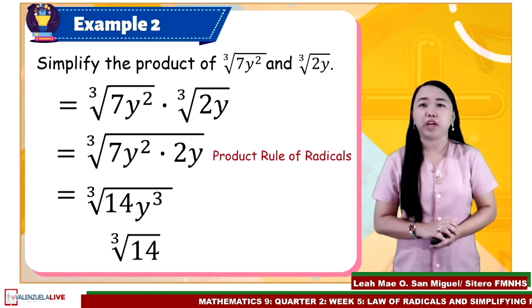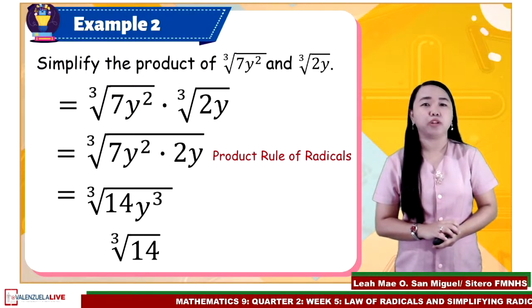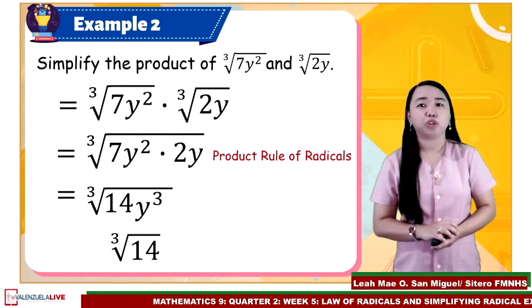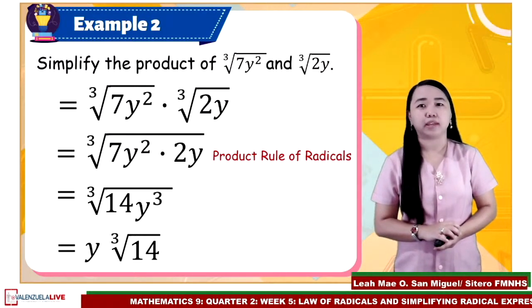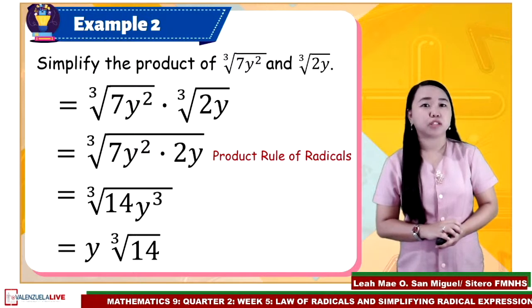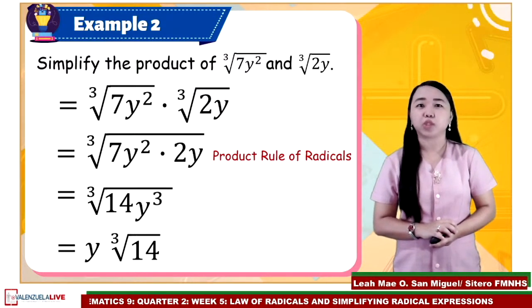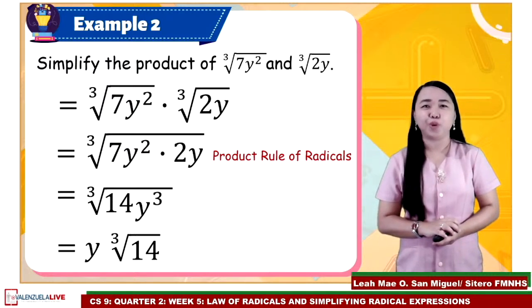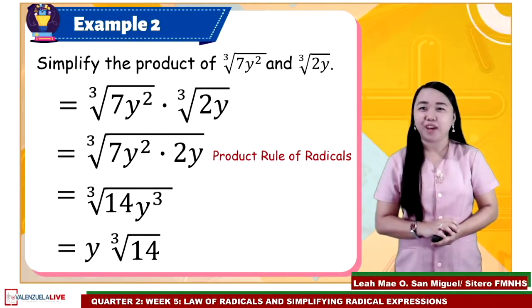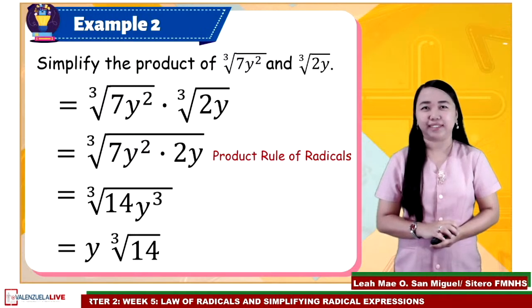The cube root of 14 is in its simplest form already, and the cube root of y cubed is y. So, the simplest form of the product of the cube root of 7y squared and the cube root of 2y is y times the cube root of 14.